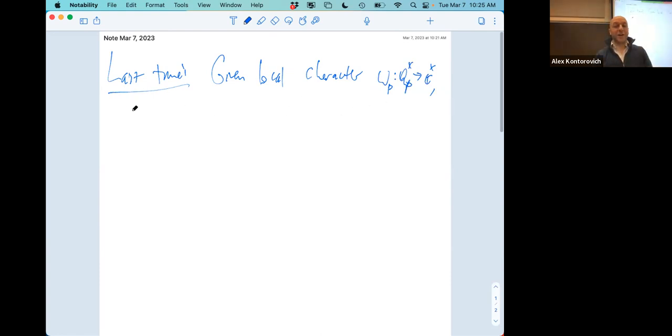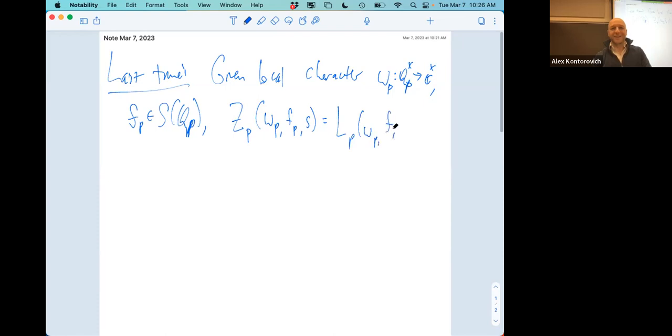Given a local character and a Schwartz function f_p in Schwartz of Q_p, we have a local zeta function. Most people would write zeta or Z for the local zeta function. It's subtly different from the local L function, but I'm going to abuse notation and write the local L. But when you look in books and papers, you'll see Z for what I'm calling L.